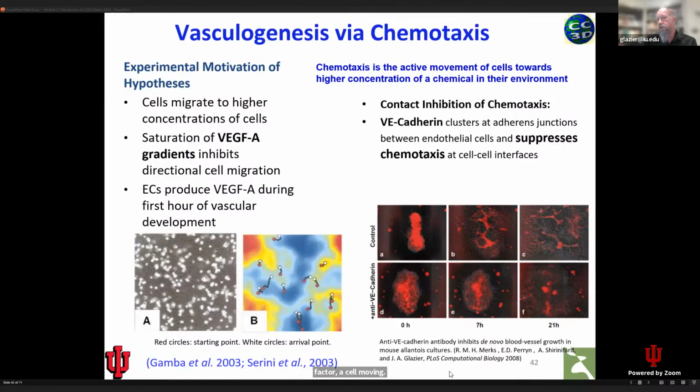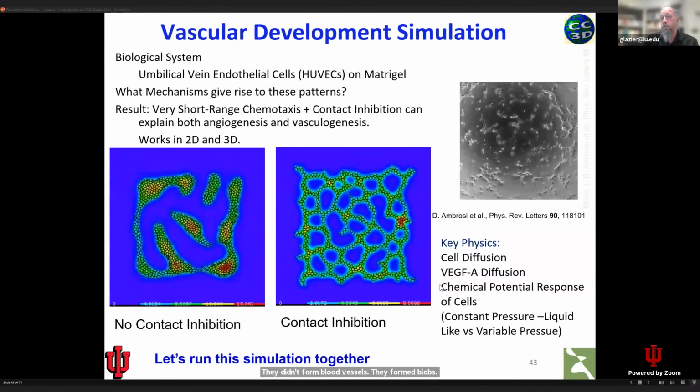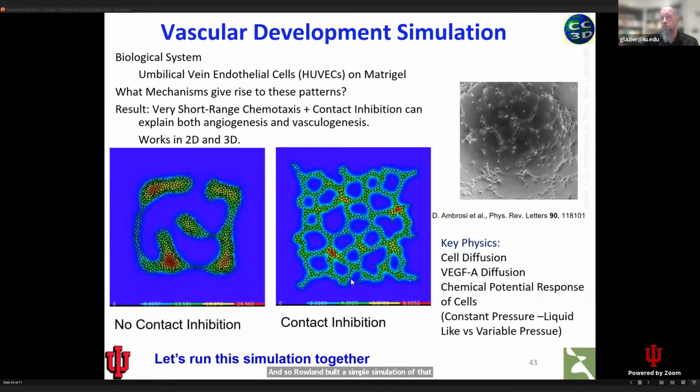And then experiments by our collaborators at University of Kansas Medical Center showed that there was one more thing you needed. When cells touched each other, normally they don't respond on the surface where they touch each other to the chemical. And if you prevented them from what is called contact inhibition of chemotaxis, they didn't form blood vessels, they formed blobs.